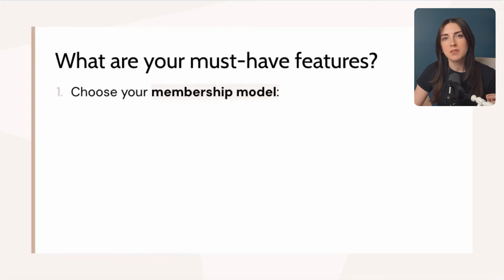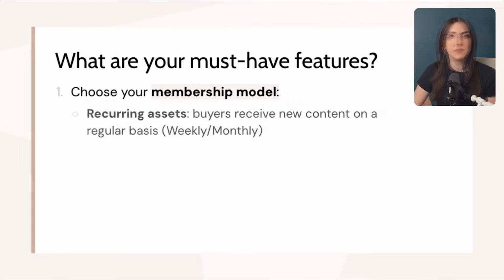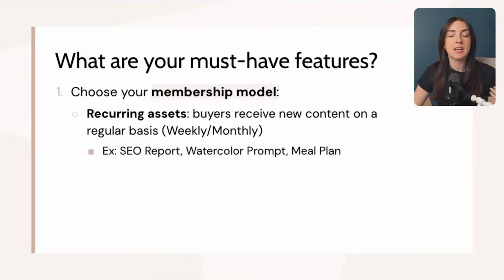And the first piece of this is choosing your membership model. The first model is recurring assets, where buyers receive new content from you on a regular basis, like weekly or monthly. A few examples include a monthly SEO report for industry professionals, or maybe a monthly watercolor prompt or another art prompt for hobbyists, or maybe you provide a weekly meal plan.